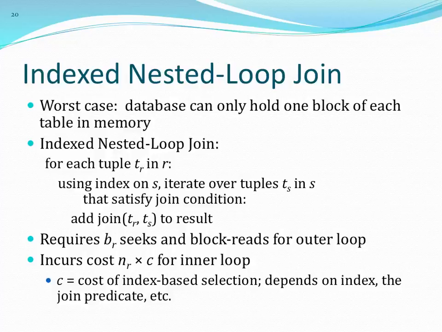Now, does this benefit from blocking on the outer loop? The answer is obviously yes. So again, you can do a blocked indexed nested loop join, and it will be even faster. So you can do things like that. I mean, why iterate over the outer table in tuples when you can do it in blocks? It just makes sense.